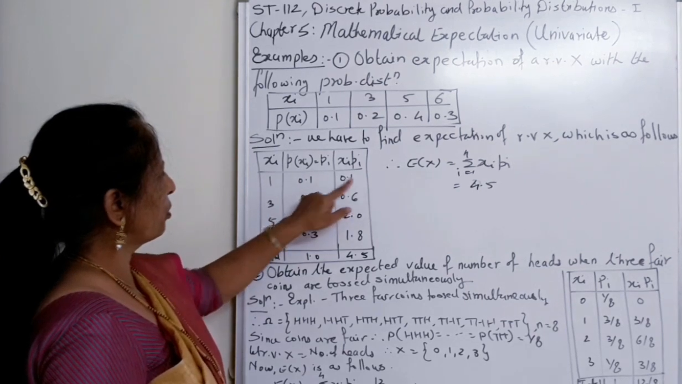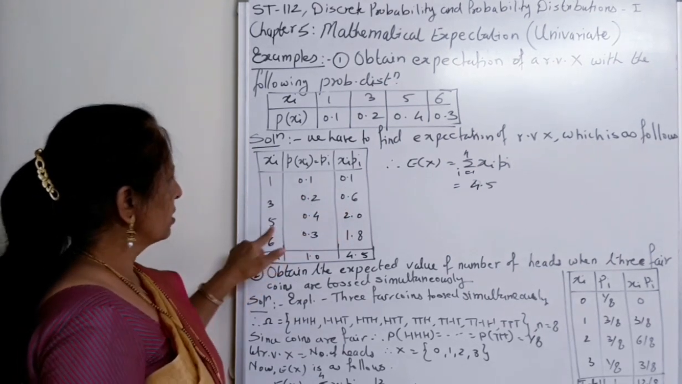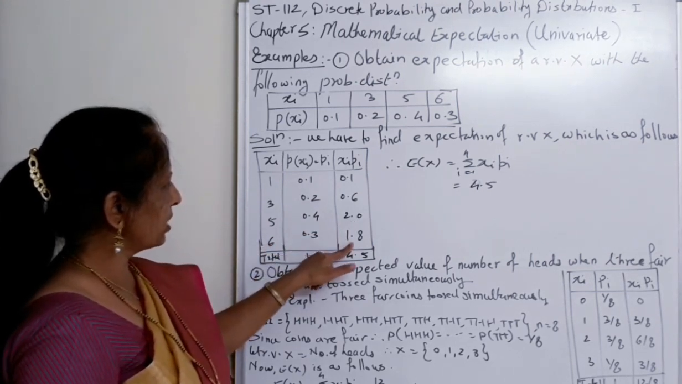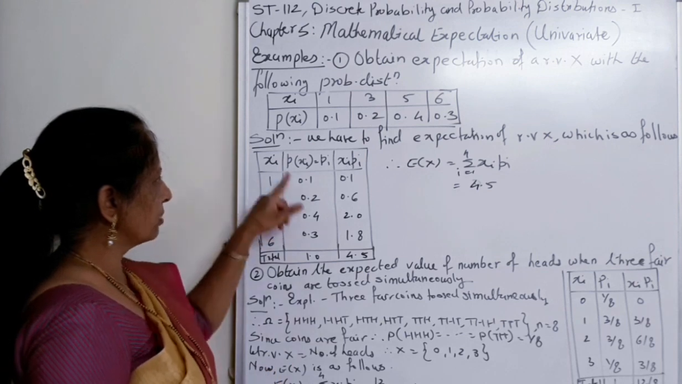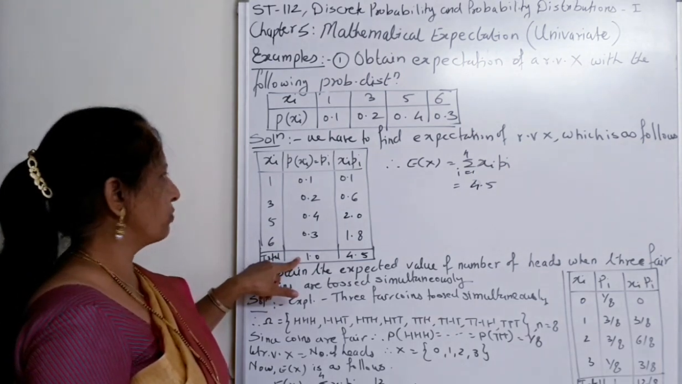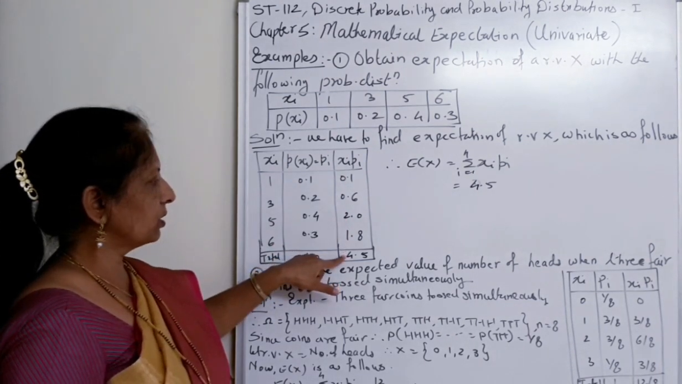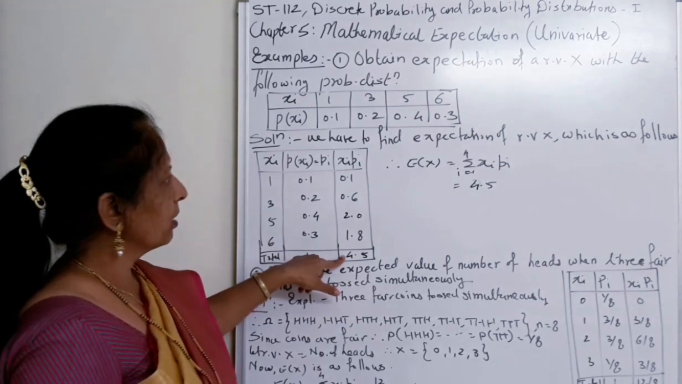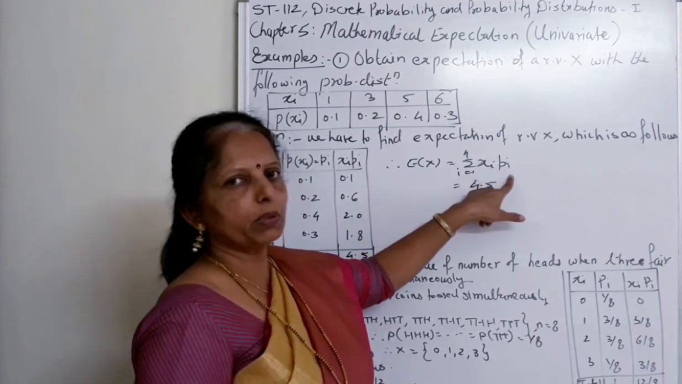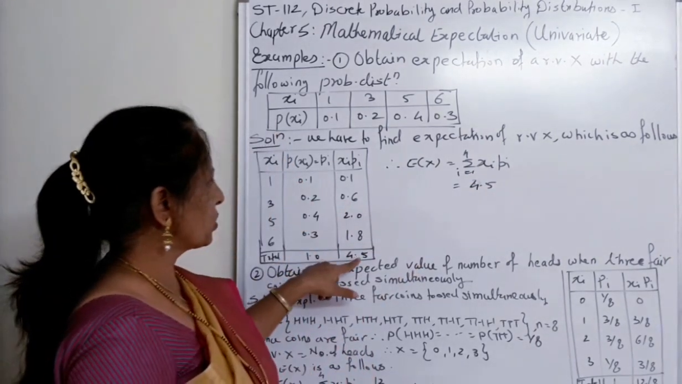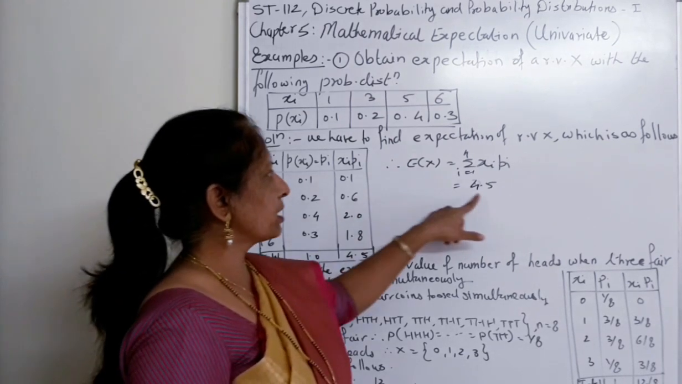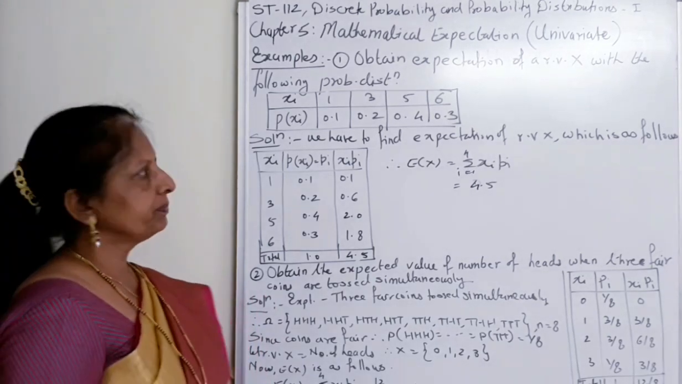So 1 into 0.1 is 0.1, 3 into 0.2 is 0.6, 5 into 0.4 is 2, 6 into 0.3 is 1.8, and then we have added the columns. The second column total is always 1 because these are the probabilities. And we have made the total of the third column, which we get as 4.5. Therefore expectation of x is equal to summation of xi into pi. The total of the xi pi column we get as 4.5. So we get expectation of x as 4.5.